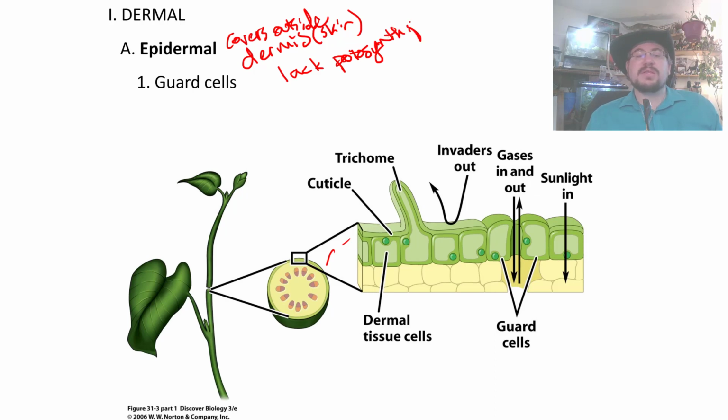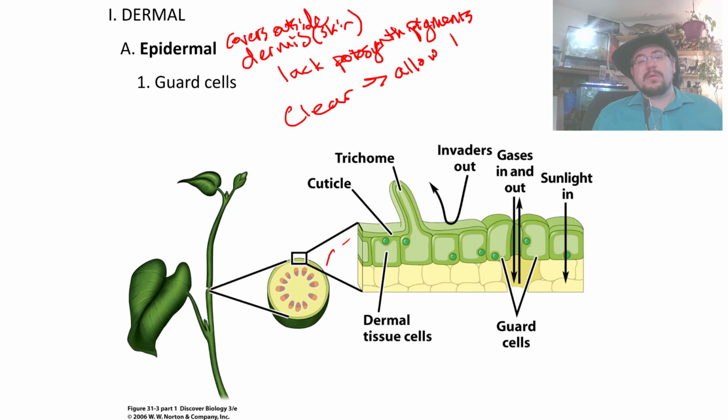What this means is that you still have to gather nutrients. So when we talk about ground tissue, we'll talk about leaves themselves, but epidermal layers on the outside of the leaves tend to be clear to allow sunlight to reach the tissue of the leaf.